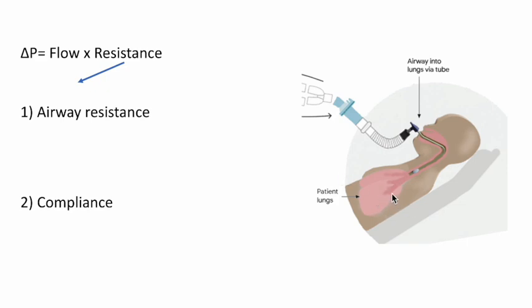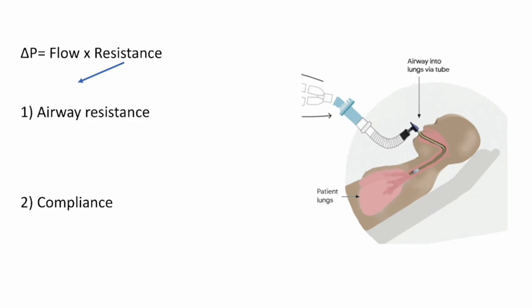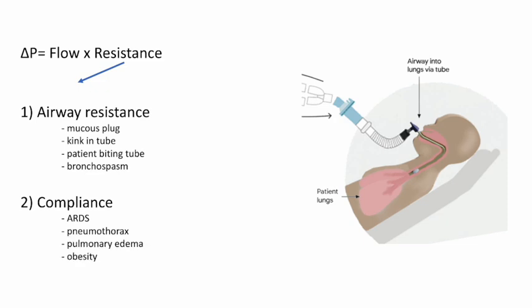A very compliant lung easily expands when pressure is applied. And a lung with low compliance is stiff. It has very little change in volume with an application of pressure. So if the peak pressure alarm is going off, there is a problem with resistance. So what's the differential for increased airway resistance? Mucus plugs, and this is by far the most common, kinks in the tube, the patient biting down on the tube, and bronchospasm. And what's the differential for increased compliance issues? ARDS, pneumothorax, pulmonary edema, obesity, and air trapping, which we'll also talk about in a minute.